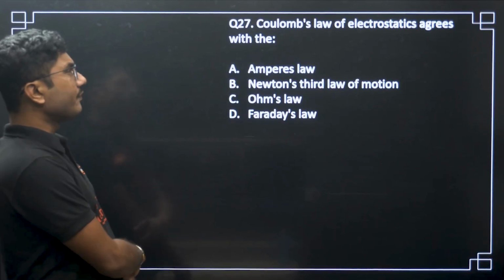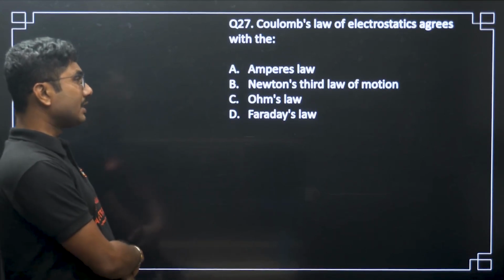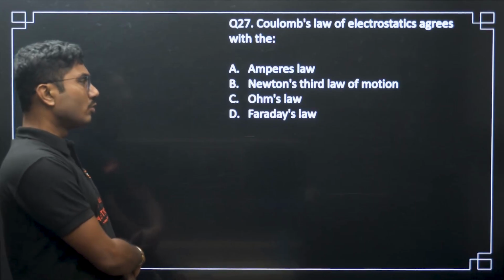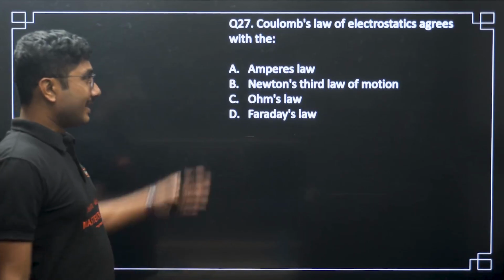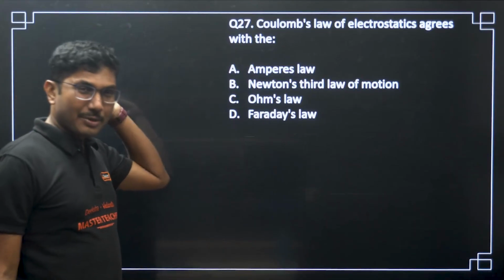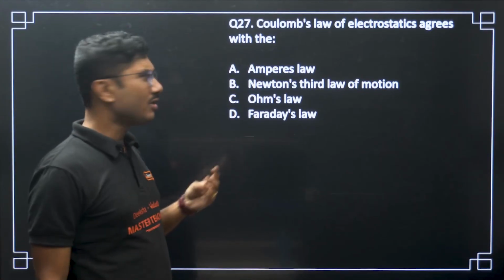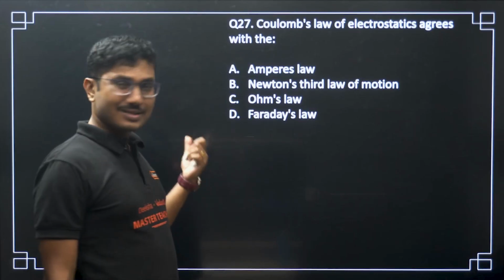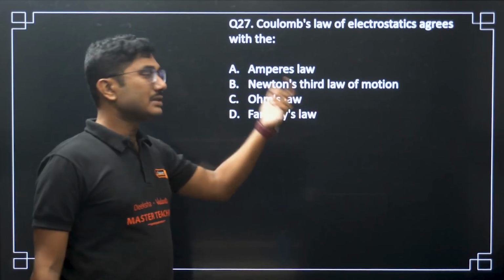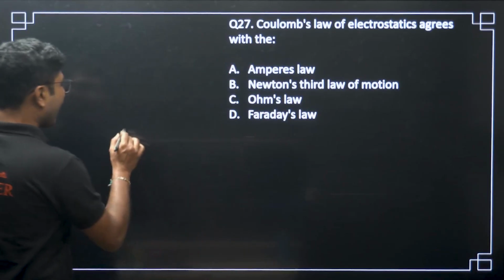Coulomb's law of electrostatics agrees with Ampere's law, Newton's third law of motion, Ohm's law, or Faraday's law? Now you answer the question. Is there any relation with Ampere's law? Ampere's law is in current electricity, but is there any relation between Ampere's law and Coulomb's law? You have not heard. Ohm's law? Never. Faraday's law? Never.